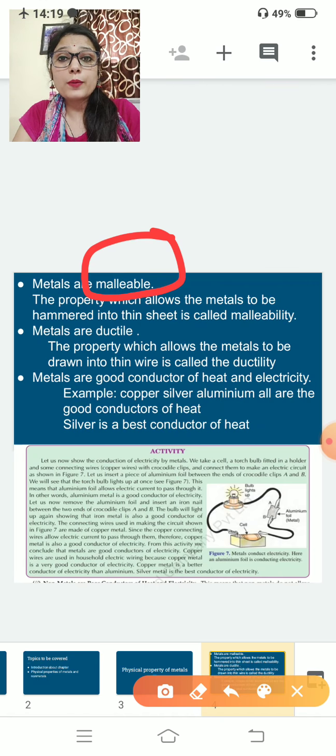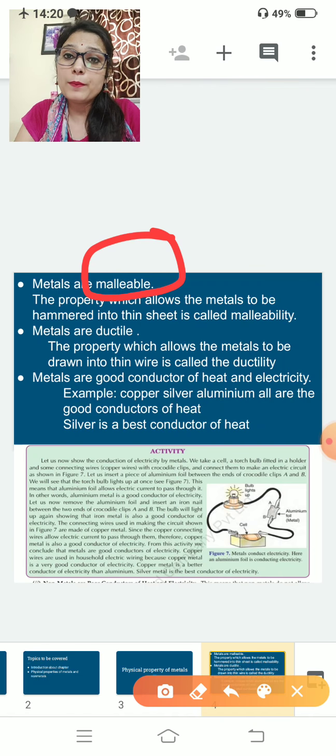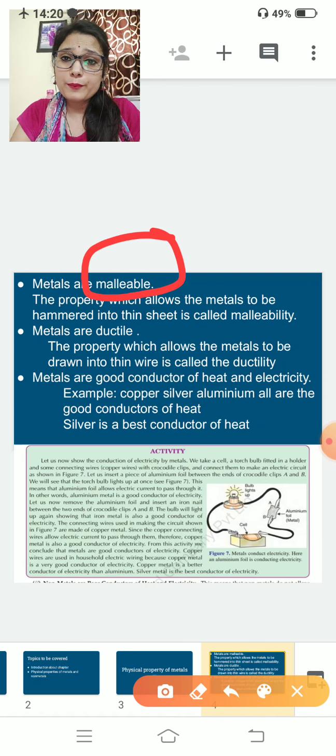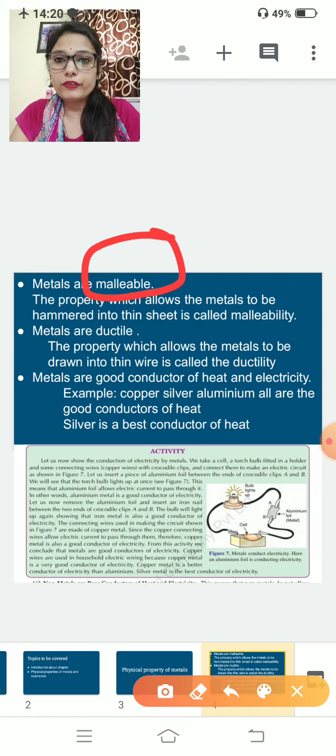So the property which allows a metal to be hammered into a thin sheet is known as malleability. So, malleability is a process in which you convert metal into a thin sheet by hammering it. How will you convert it? You will convert it by beating it with a hammer. For example, all of you are using aluminium foil in your tiffin box for wrapping your rotis or chapatis.